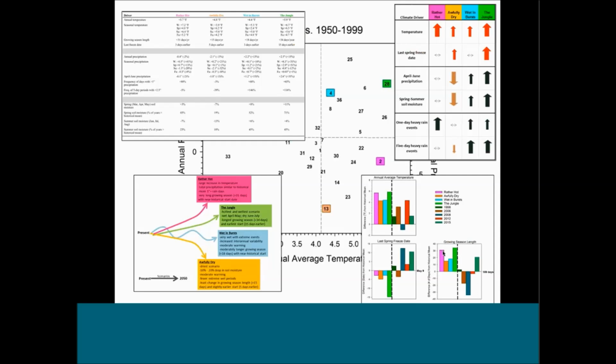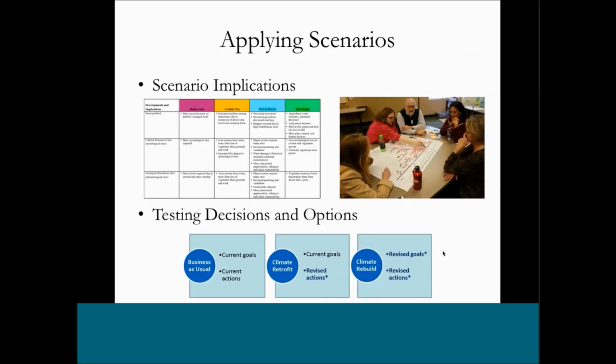Once we've collectively wrapped our heads around these different climate futures, let's think through what the implications of those scenarios might be for people's resources of concern. Here's how we expect things might change under those futures, and here's what we might need to do to either our current actions or our current goals. Do we need to revise either of those things in order to be successful under these different climate futures? So this was all done through in-person workshops at both sites.